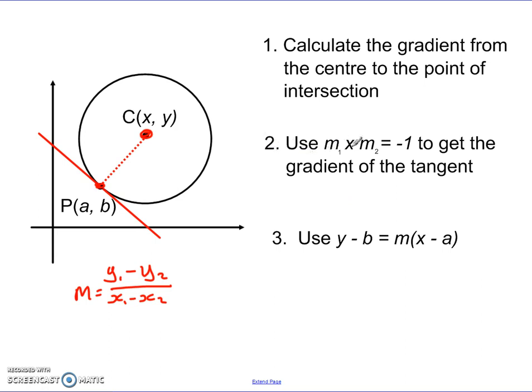Second thing is we then use m1 times m2 equals -1 to get the gradient of the tangent. Think back to unit 1 when we did this. For perpendicular lines, multiplying the gradients together, we get -1. This then gives me the gradient of the tangent.